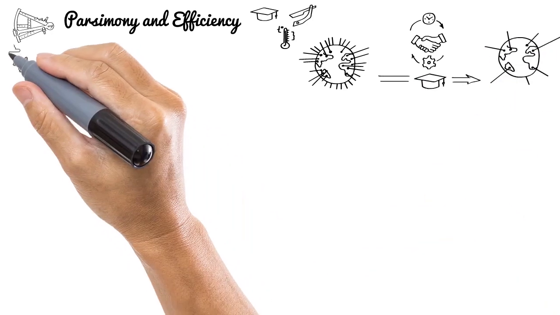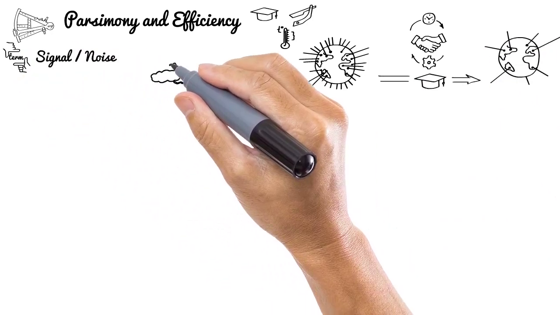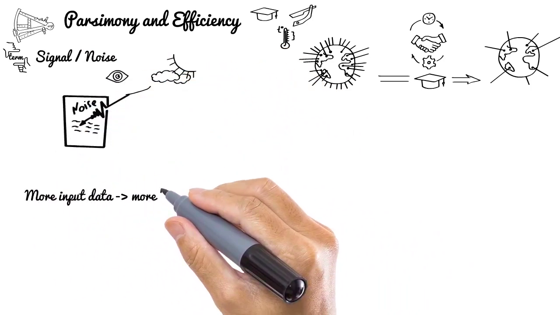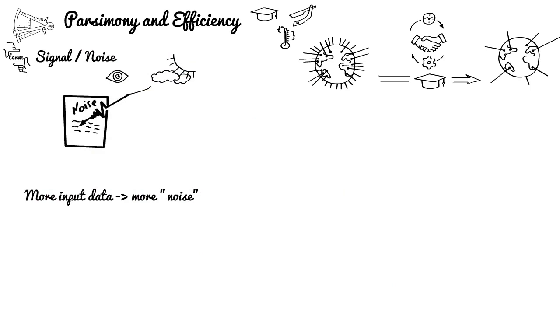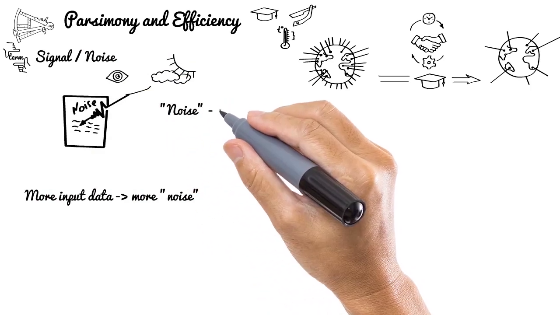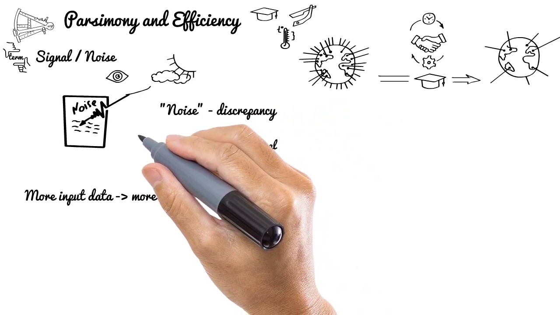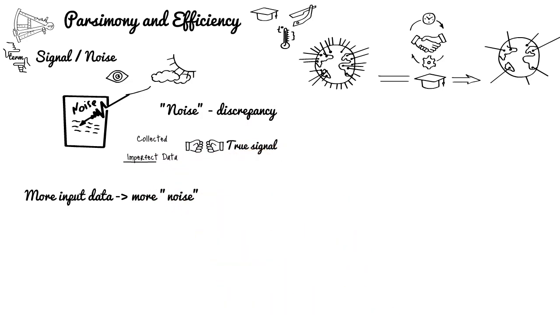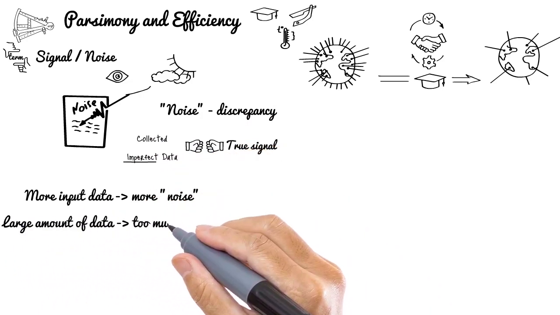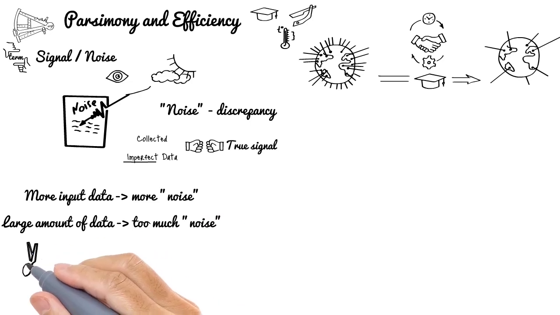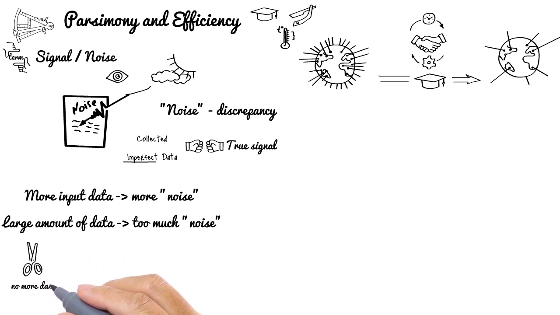And moreover, there is a notable paradigm shift in science towards parsimony rather than better fit to the data. Signal and noise. The more data you collect, the more noise appears, and typically this noise is relatively complex, caused by numerous small uncontrolled factors. Noise here in the data is the discrepancy between the true signal and the collected imperfect data. At a certain point there would be too much noise from a large amount of input data, and there is no need to move forward to collect even more data.